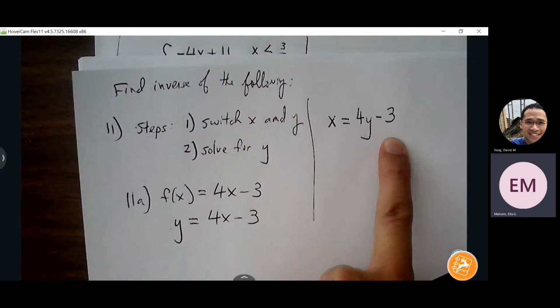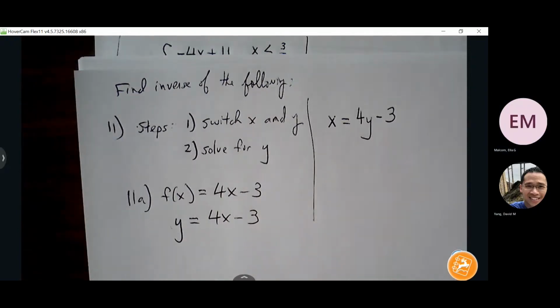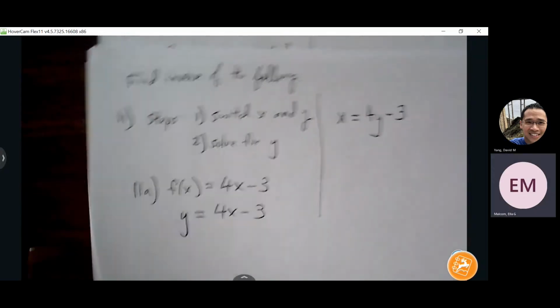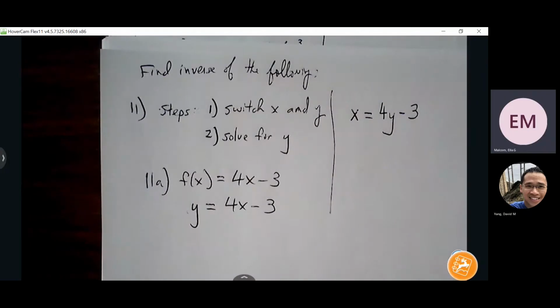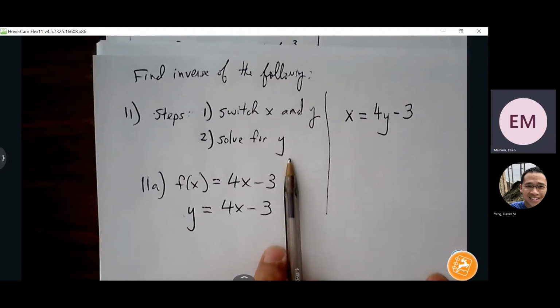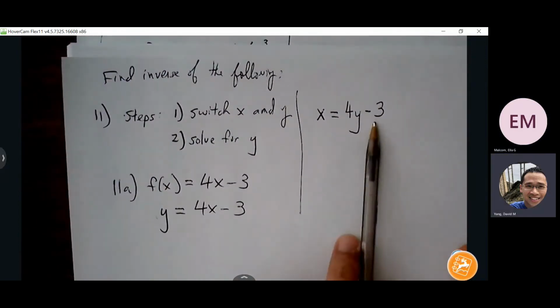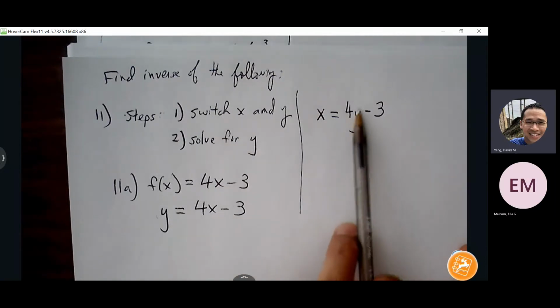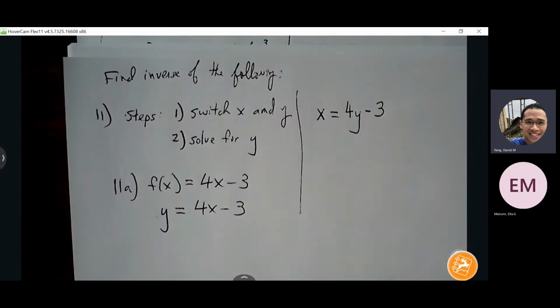Oh, whoops. My eyes accidentally went to 12A instead of 11A. Okay, got it. So it's y equals 4x minus 3. So x equals 4y minus 3. Okay, so that's what we have after our first step. Now we're going to solve for y, because y now is mixed into the equation.